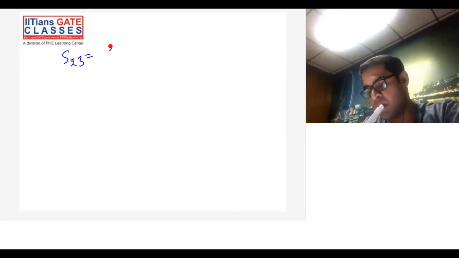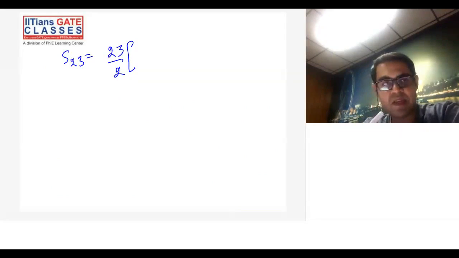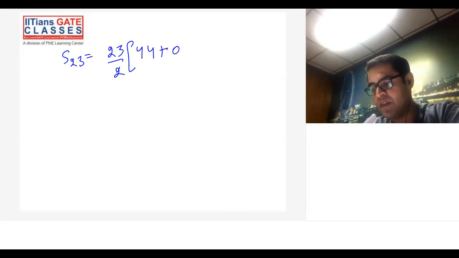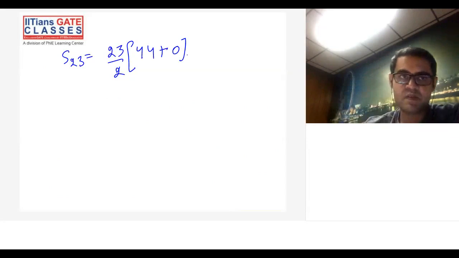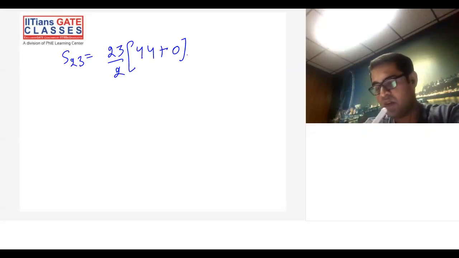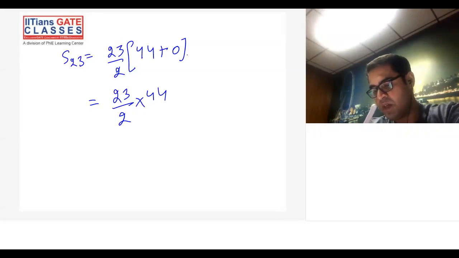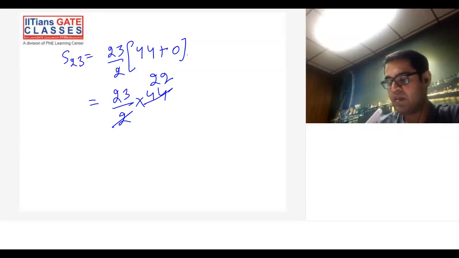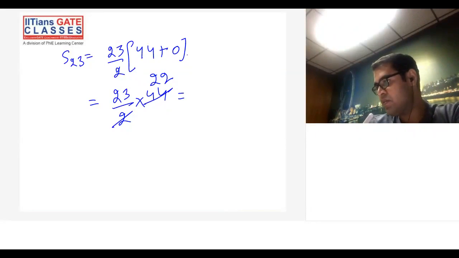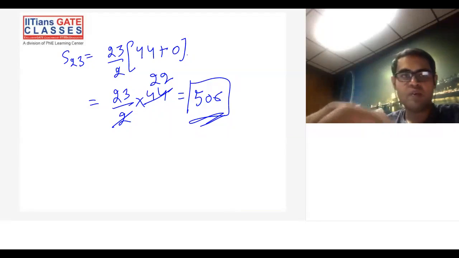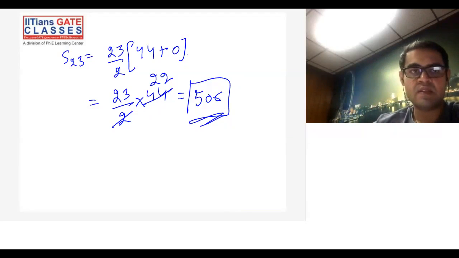S23 is equal to what? 23 by 2 into. So I have the first term and the last term with me now. So this makes my life easy. Okay. First term is 44, last term is 0. So I'll just put the value. This becomes 23 by 2 into 44 by 2, and then this will cancel. So let's see what is this value. 23 into 22 becomes 506. Okay, so 506 is the right answer in this question.